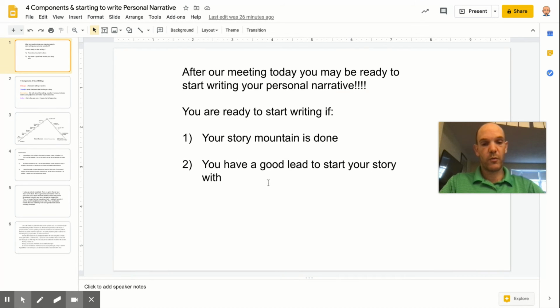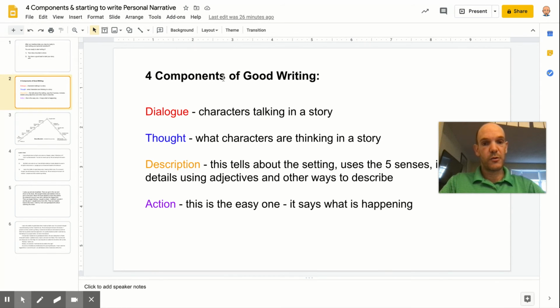And then what we worked on recently was having a good lead for a story, a catchy lead. You don't want to have someone start to read your story and think it's kind of boring. So we want to work on making a good lead. And one way you can do that is to use these components that make up good writing.